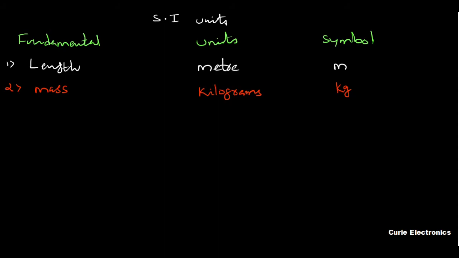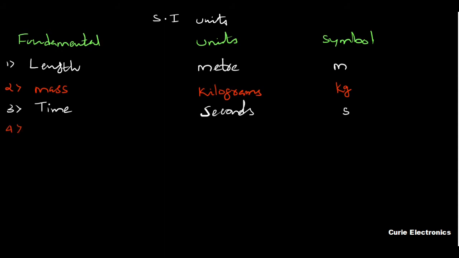And the third one is time. Time is in seconds, represented by small s. But these are the same quantities we had in our MKS system, or our previous systems, before the SI system also. These were the fundamental quantities. But in the SI system there were four more units added from different science branches.